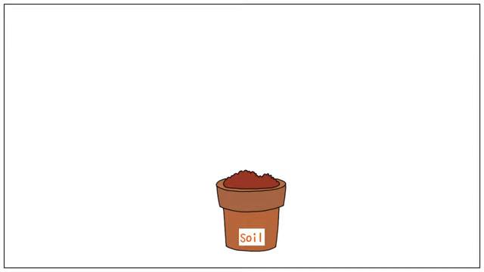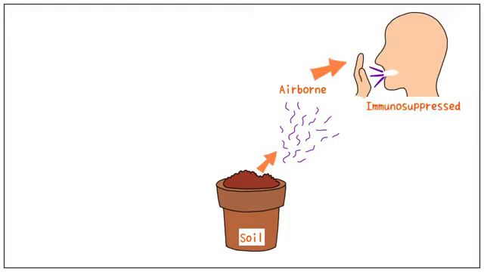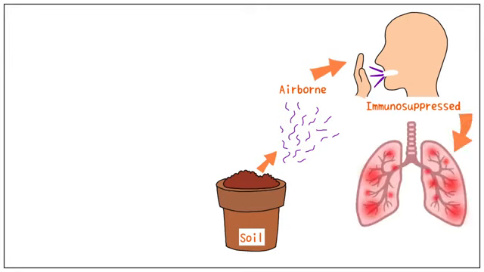Soil is the most common source of Nocardia. That is why it is always an exogenous infection, or from an outside source. Through the soil, some organisms become airborne. If breathed in by an immunosuppressed individual, they cause infection. This infection is characterized by localized diffuse pneumonia, which has tuberculosis-like signs and symptoms.